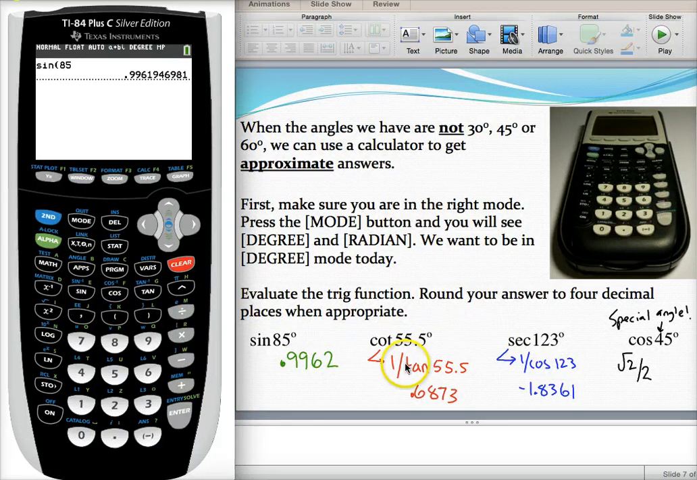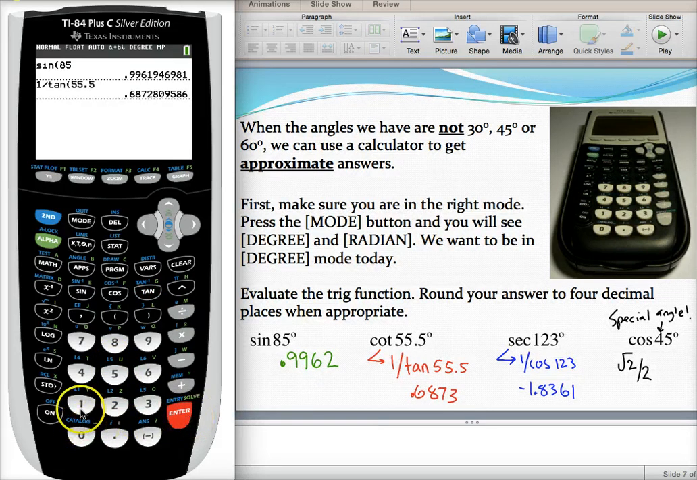Cotangent is the reciprocal of tangent. And so actually what we do to type in a cotangent is we type in 1 divided by the tangent. That's going to have the effect of doing the reciprocal. So 1 divided by the tangent of 55.5 will get me what the cotangent is. And that's the only way to get these typed in.